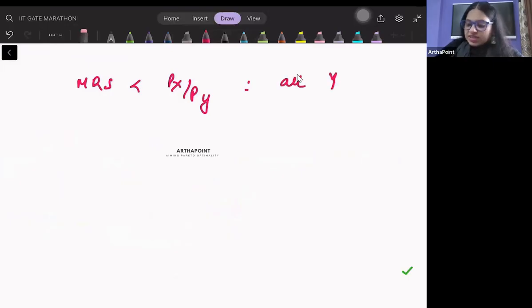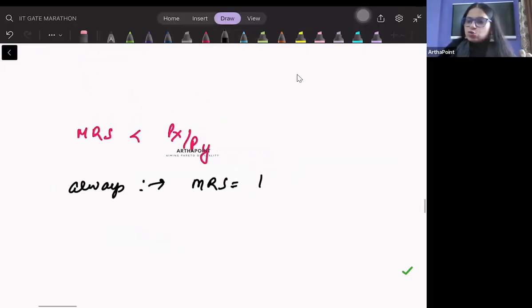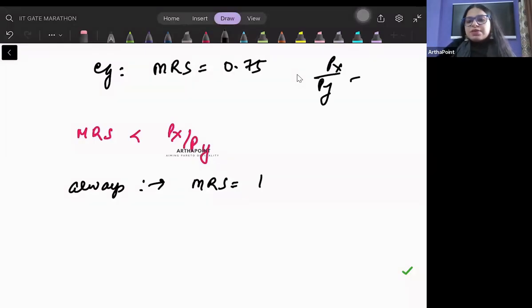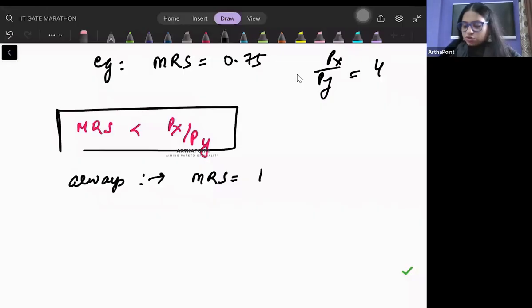How to remember? कैसे याद रख सकते हैं? ये भी देख लो बेटा. Always, to remember this, always put MRS equal to 1. जो भी आपका MRS आए हो, मुझे कोई फर्क नहीं है. Suppose you solved the question and you got MRS as 0.75 and you got PX by PY as 4. I don't care. When you have to compare, जब ये कर रहे होगे तो क्या करना है, एक बारी के लिए just plug MRS as 1 here.